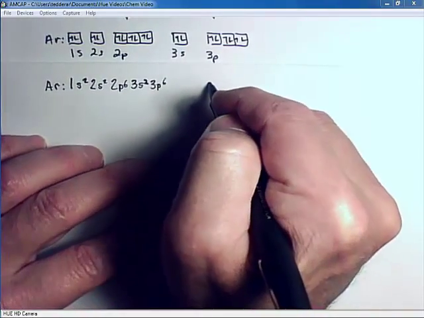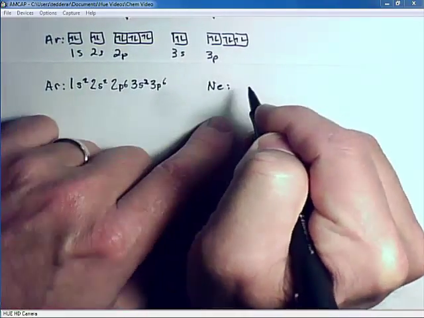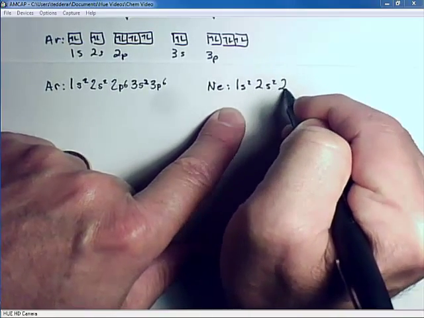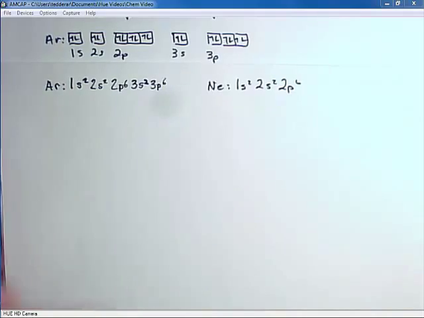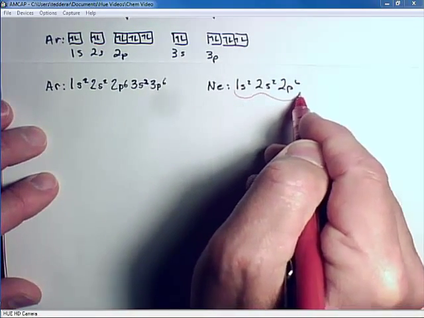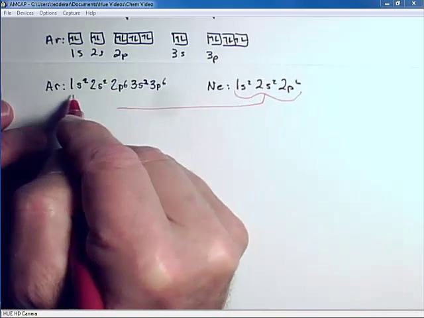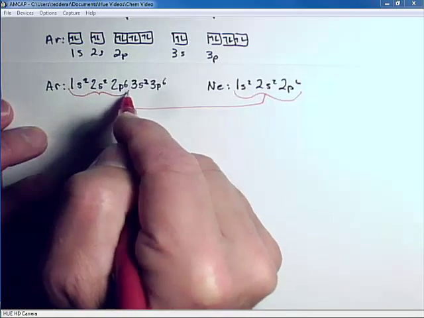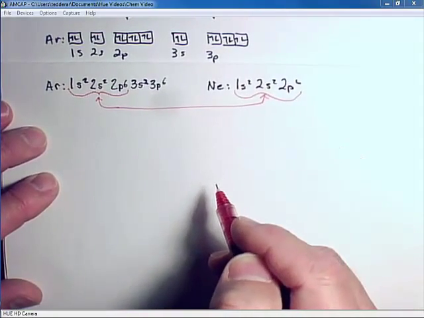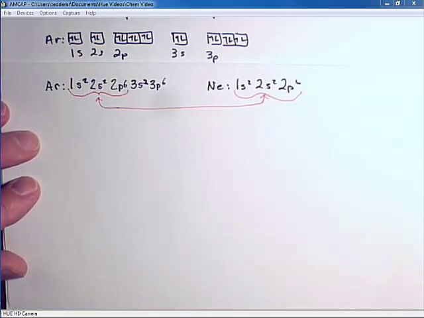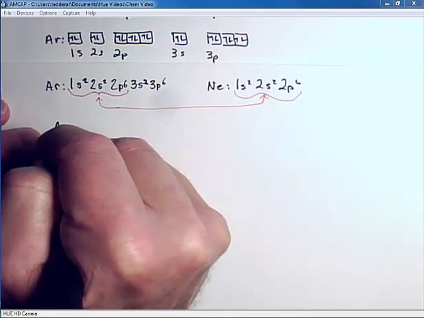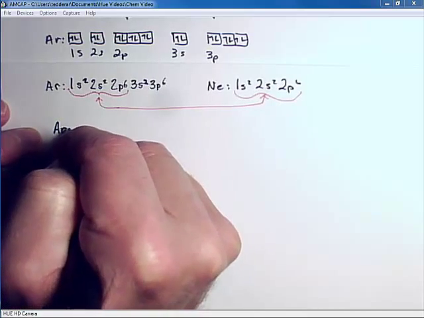First I'm going to do the neon electron configuration. That's 1s2, 2s2, 2p6. And if you notice, this part right here, all of this for neon, is the same as all of this part in argon. Does that make sense to everybody? All right? They're the same. So, the shorter version of argon would be written like this. You have to have the element symbol, and you have to have the colon.